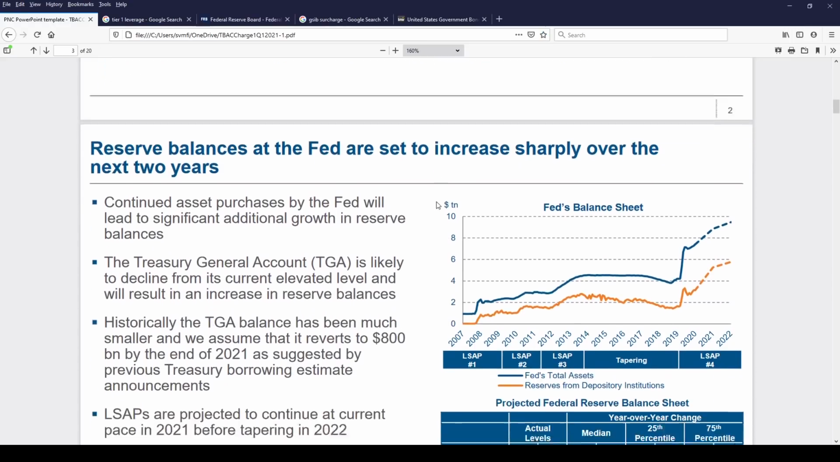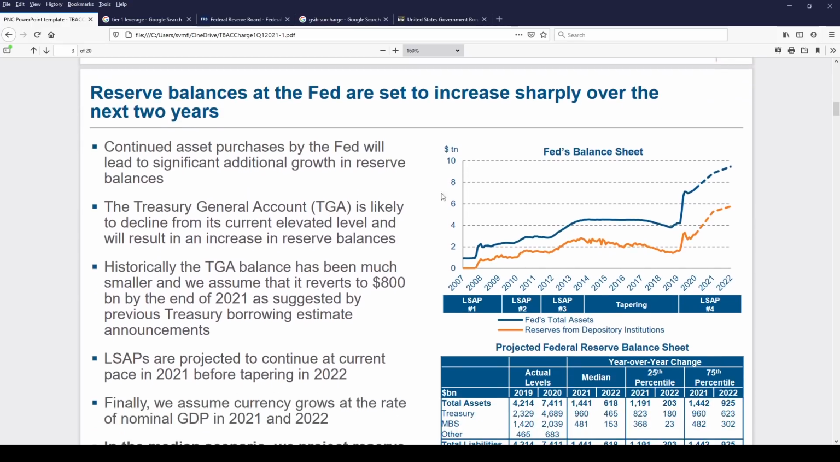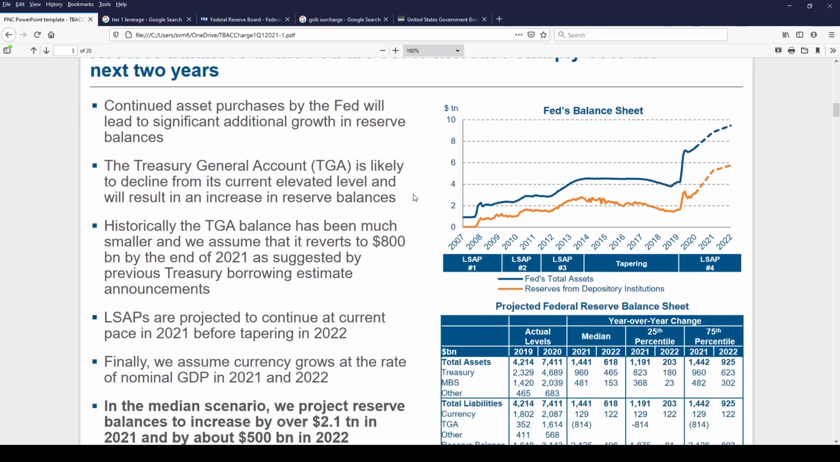Okay, let's go on to the next section here. Reserve balances at the Fed are set to increase sharply over the next 2 years. This is no surprise. Continued asset purchases by the Fed will lead to significant additional growth in reserve balances. Well, that's what it is. LSAPs increase reserve assets, so that makes perfect sense. The Treasury General Account is likely to decline, well, we know it's going to, from its current elevated level and result in an increase in reserve balances.